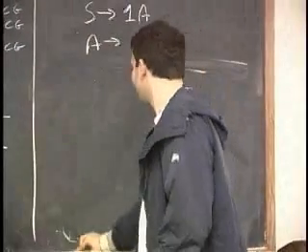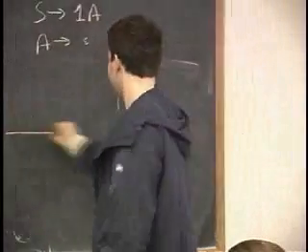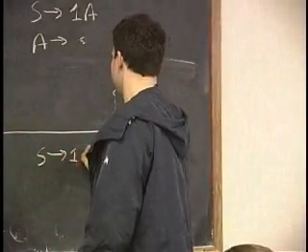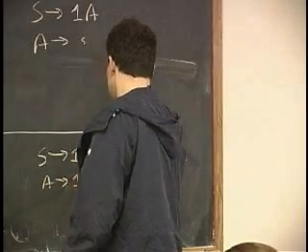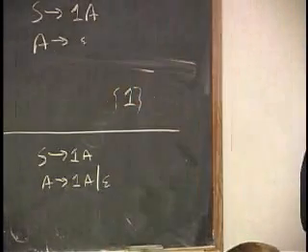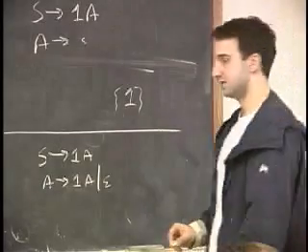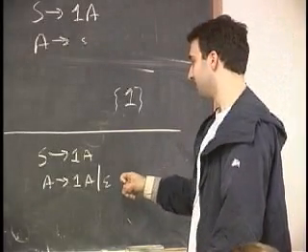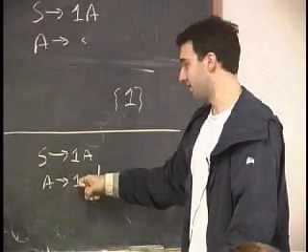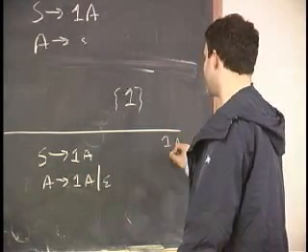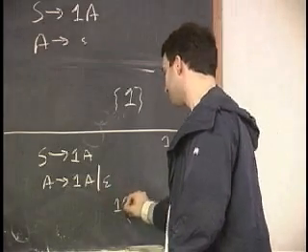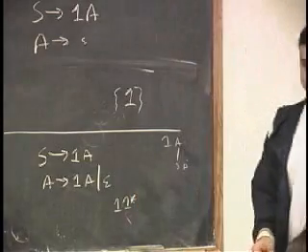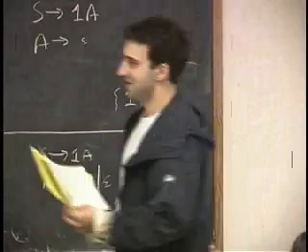But now, what if I had S goes to 1A, A goes to 1A or epsilon? It's all ones, or rather strings of ones. You have to have at least one 1, and then you could have more of them. You could go 1A, and then expand this into 1A. So you get 1, 11, et cetera. So this is 1, 1 star. Right? And it gets more complicated. Why don't I turn this machine here into 1?